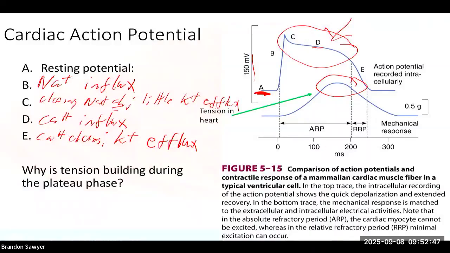So it kind of has this double action or double function where calcium's going in, which keeps us depolarized in that plateau phase, which allows for some filling time and all the things we're talking about, some tension building, but calcium also goes in and binds to troponin, and then we get more actin-myosin binding during that period, right? So that gives us more ability to produce force there too.